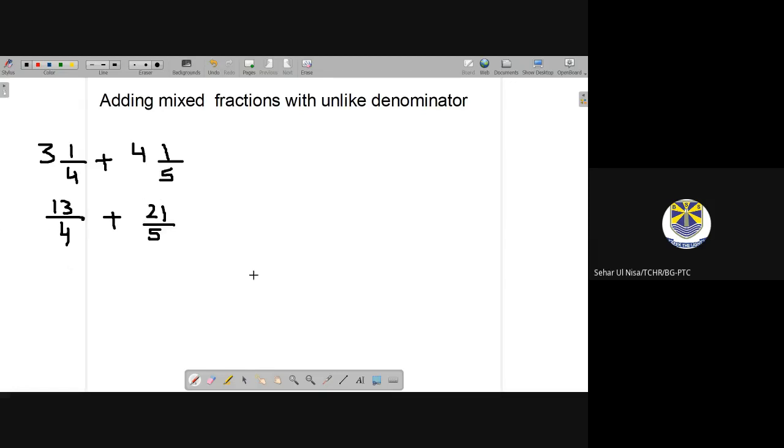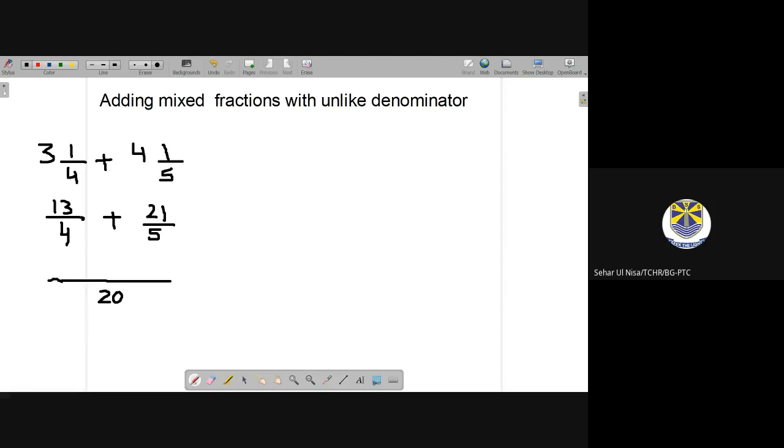Now, as you can see that the denominators are different, so we can do one thing. There are two steps that we can do. The first step is we will see whether 4 is coming into 5's table or 5 is coming into 4's table. No. Then if they are not coming into the same table, we will multiply both and take that as the denominator. 4 fives are 20. I'm writing 20 over here.